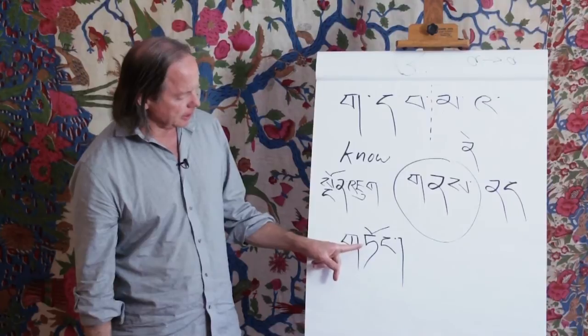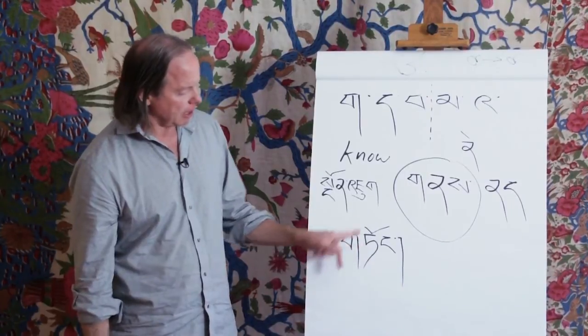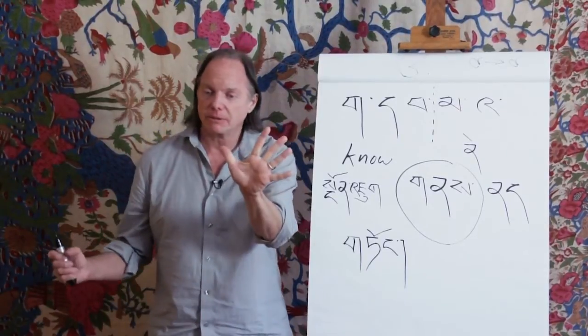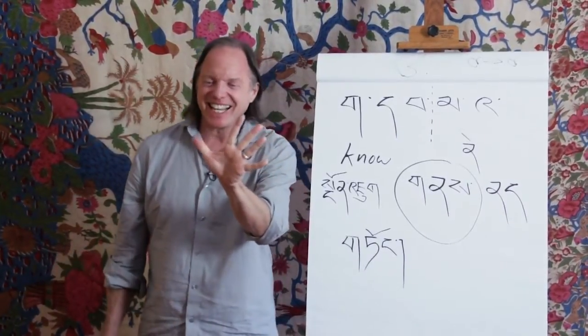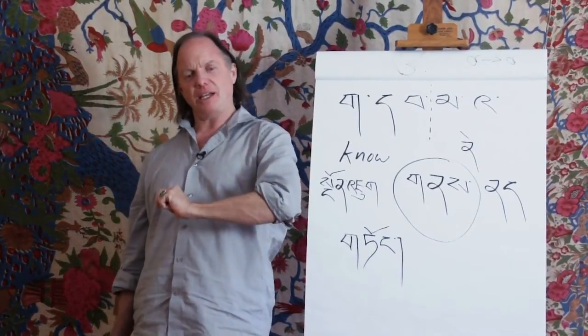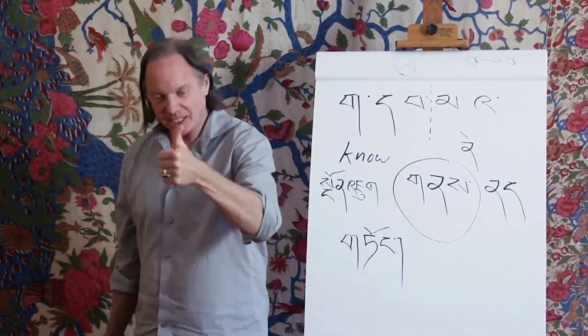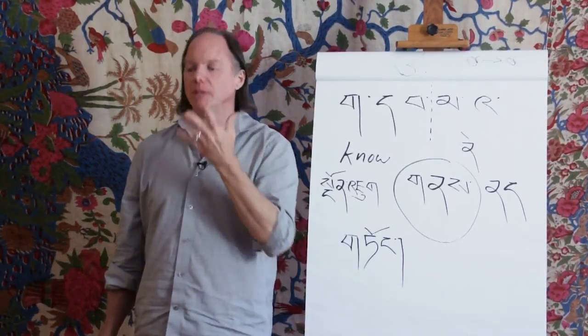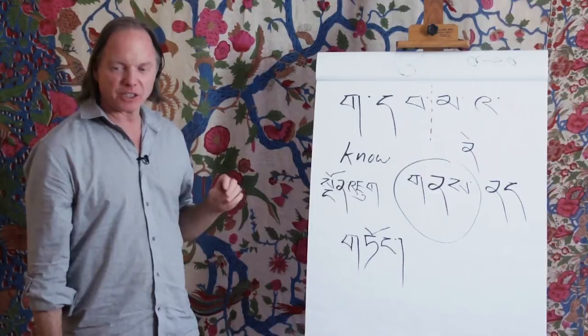So we're trying to illustrate the effect of a prefix letter on a first column letter. The first column letters are ka, cha, ta, pa, tsa. Moving up the throat. Ka, cha, ta, pa, and then tsa breaks the pattern.